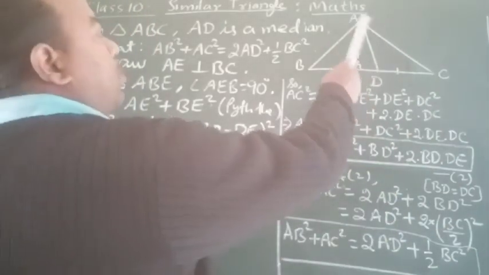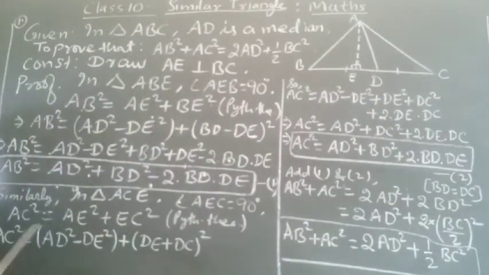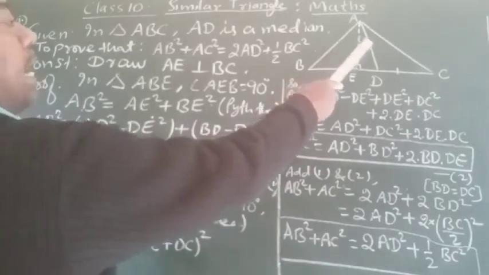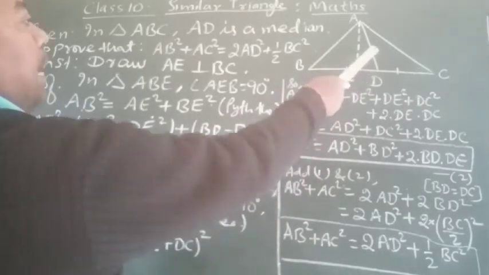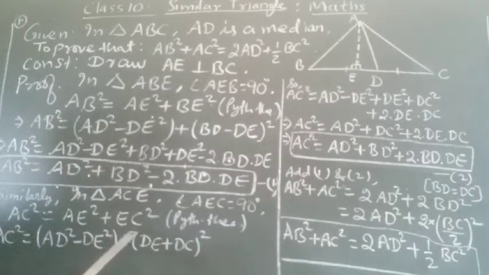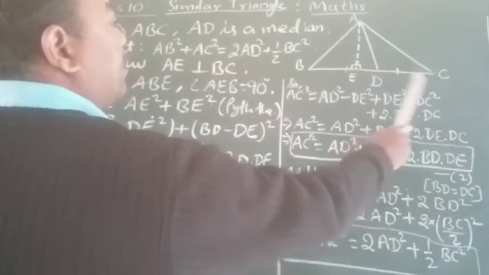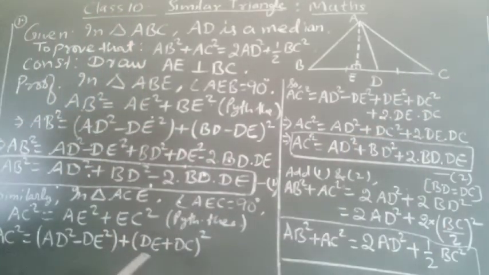AC square equal to AE square plus EC square. And AE square means AD square minus DE square, AD square minus DE square in the place of AE square. And EC means ED plus DC, ED plus DC to the whole square.